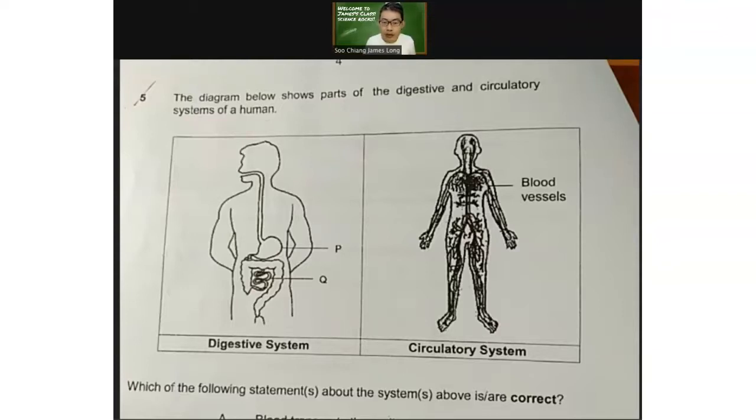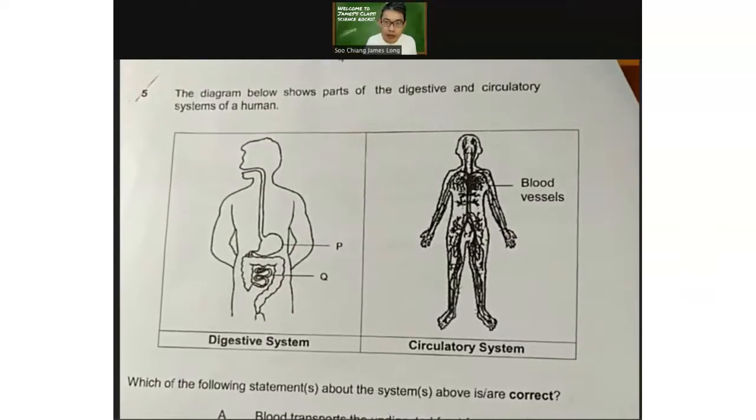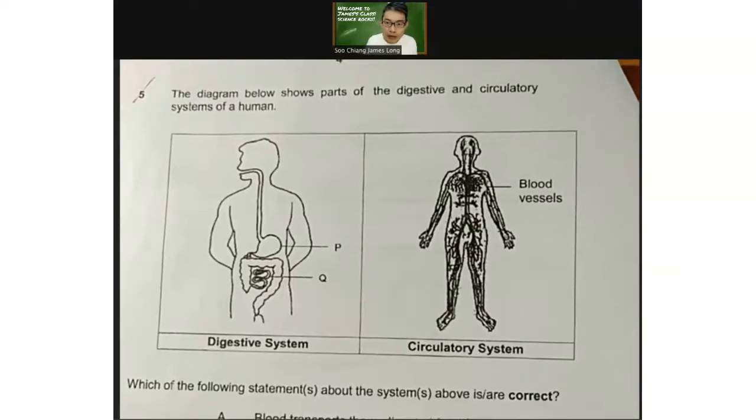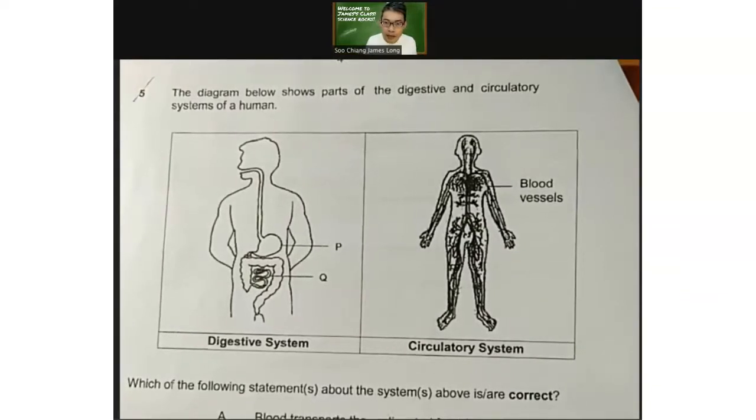So moving on to going through systems today. Let's start off with the life science systems question. We'll go through question 5 now from the mid-year 2021 P6 paper. The diagram shows parts of the digestive and circulatory system of a human being.